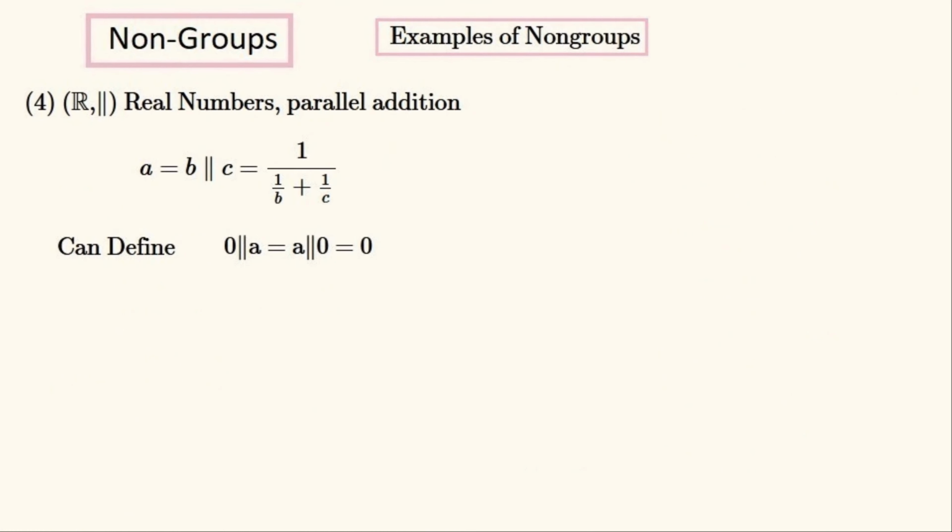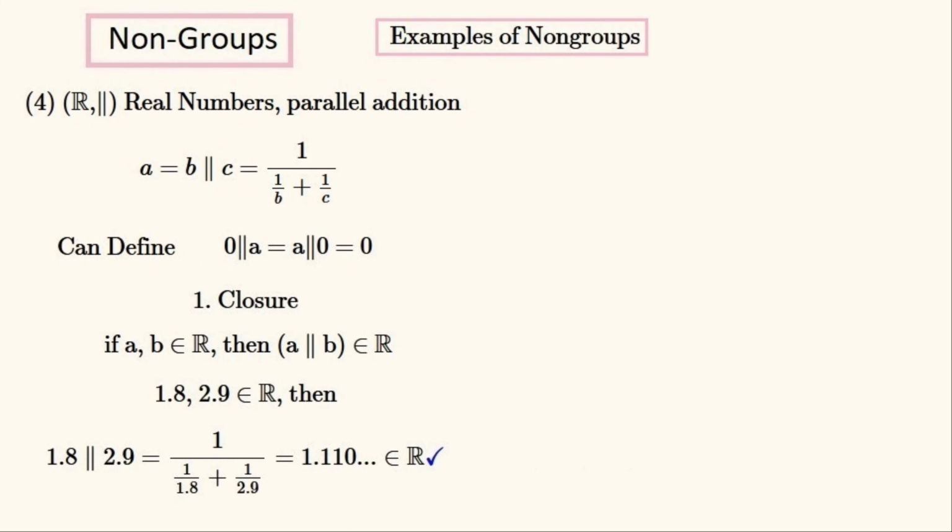Now to look at this interesting non-group, reals with parallel addition. This is the definition of parallel addition. It is used to get the total resistance of 2 resistors in parallel, and therefore uses this notation. The first axiom to prove is the closure axiom, and this is true for any 2 real numbers. Here's an example of 2 numbers that it is true for.